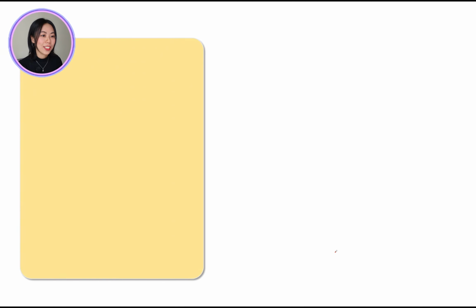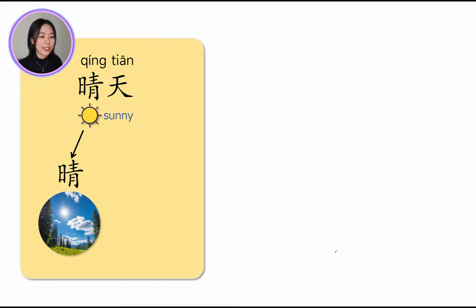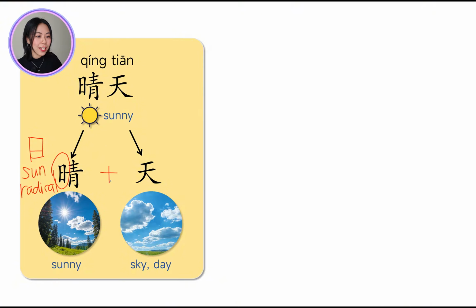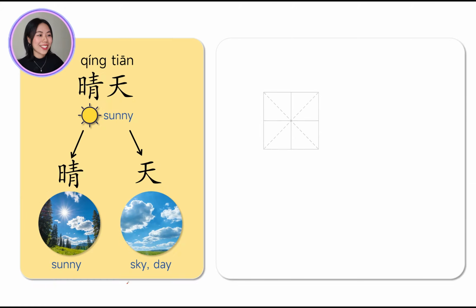下一个是晴天，晴天 means sunny. The 晴 which means sunny. On the left side of the 晴, this is a sun radical, so it's related to sun and solar. 天, we have that already. We know it's sky and day. So 晴天 together means sunny day, sunny sky. Let's practice in the 田字格.